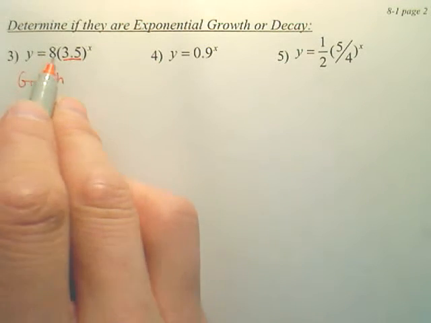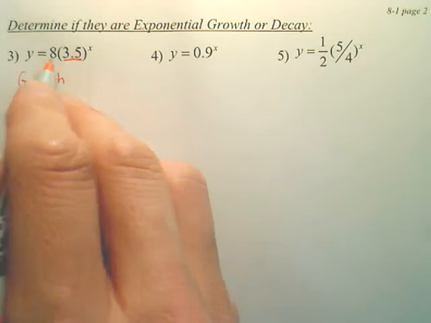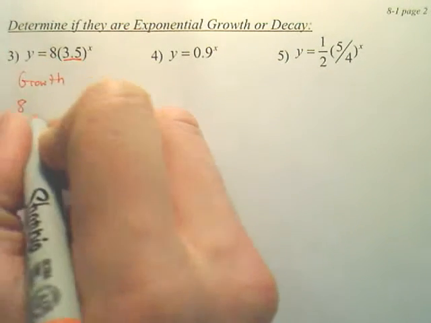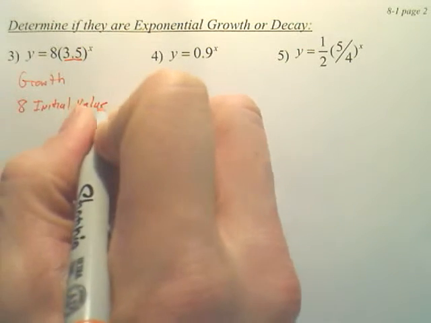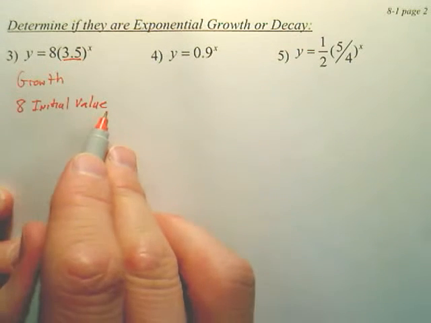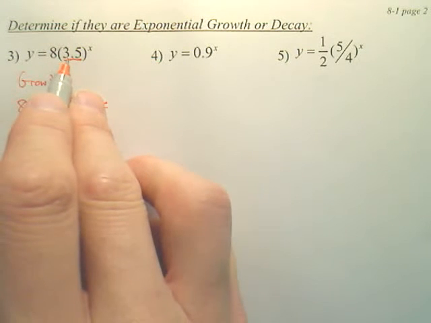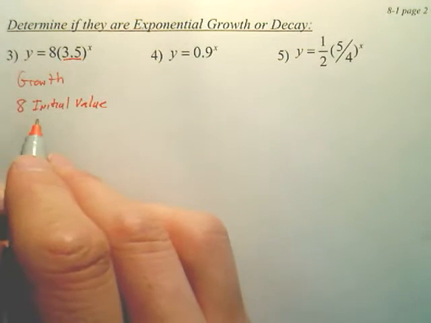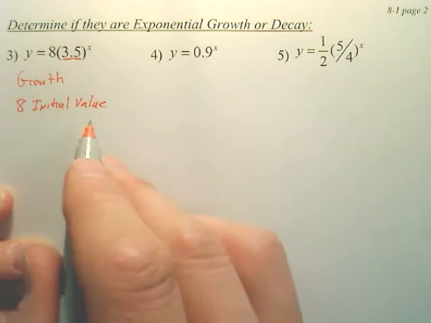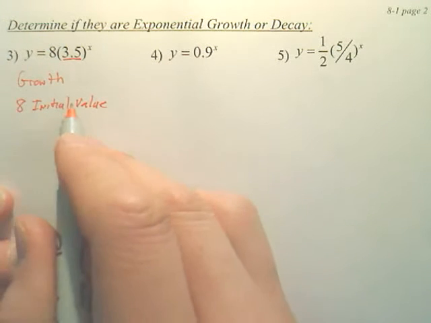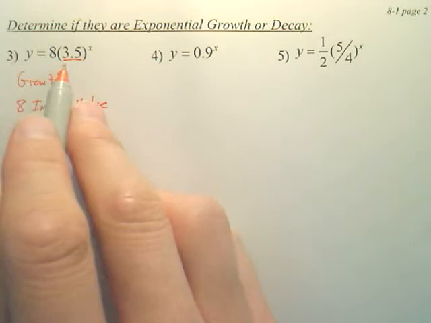Now, one thing you need to know, 3.5 is called your growth factor. The 8 is your initial value. It's where you're starting. And what the 3.5 means is, if you make a table, every time it multiplies by 3.5 of the previous answer. If you look at the table on the top of your notes, you'll see that. That is how much it multiplies by.